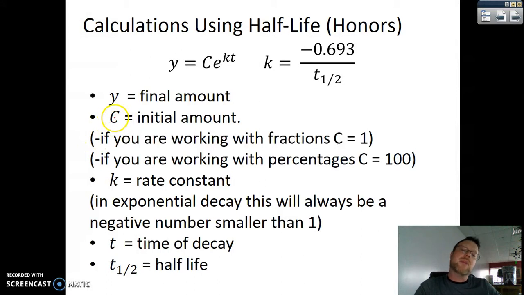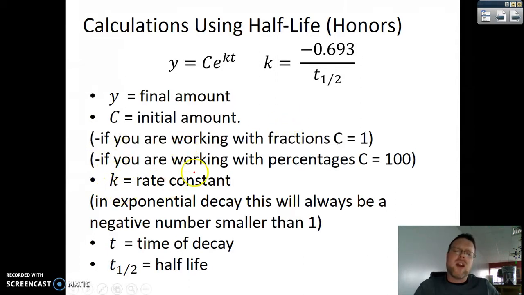Now, sometimes you might not be given initial amounts. If you're working with fractions, you can assume that the initial amount is the whole fraction, or 1. So C would be 1 if you ever see problems where it's asking you what fraction remains after it decays for so long. If you're working with percentages, then C is probably going to be 100 because you're starting with the whole amount before it decays, and that whole amount as a percentage would be 100.